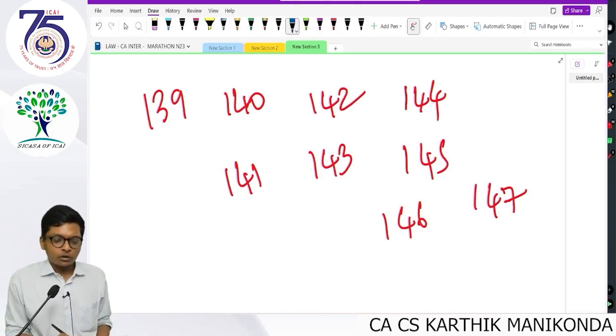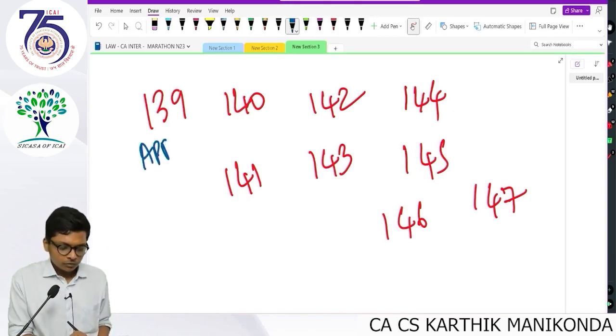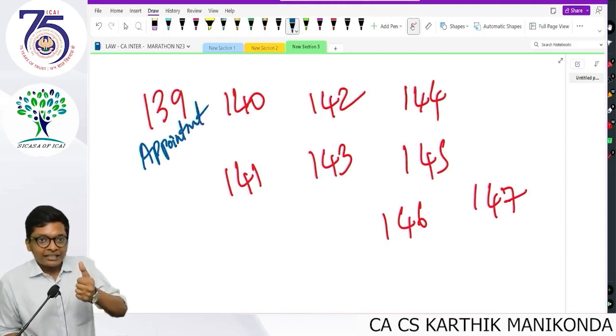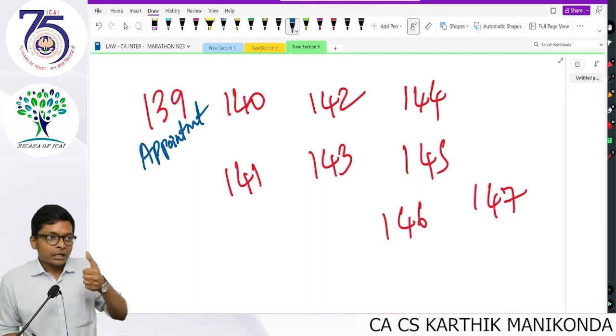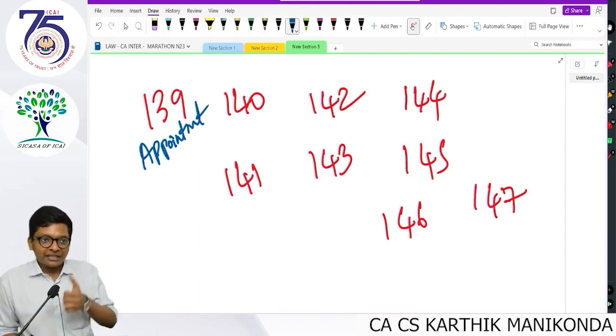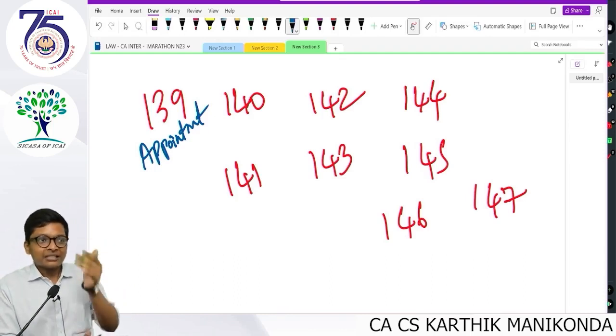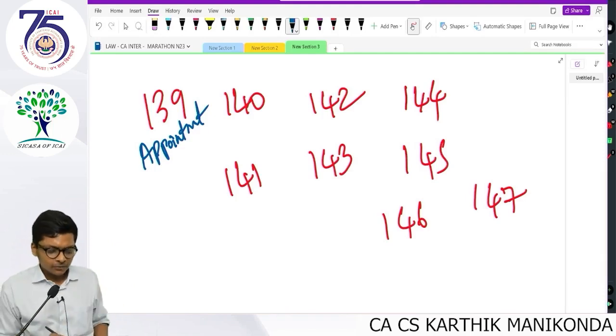139 talks about appointment of auditors. First auditor, subsequent auditor, government audit, non-government audit, timeline: first auditor, 30 days, then the board members, that 60 days, all of that will come.